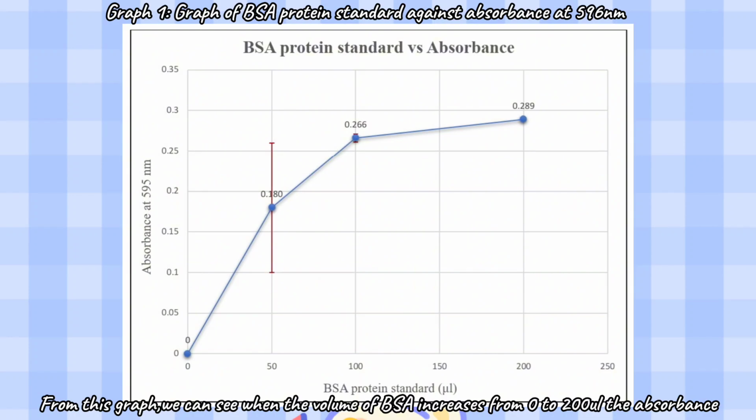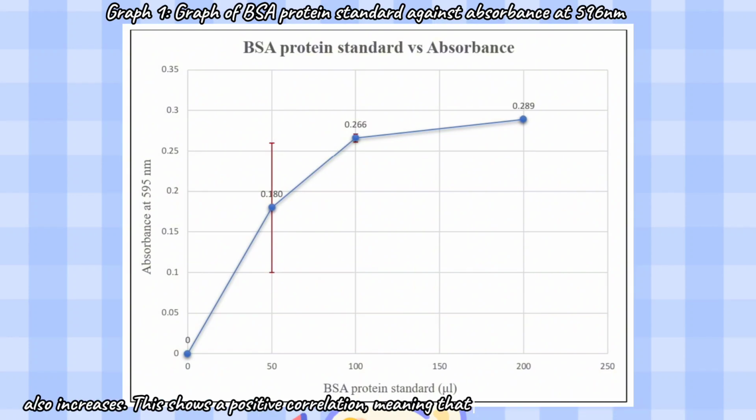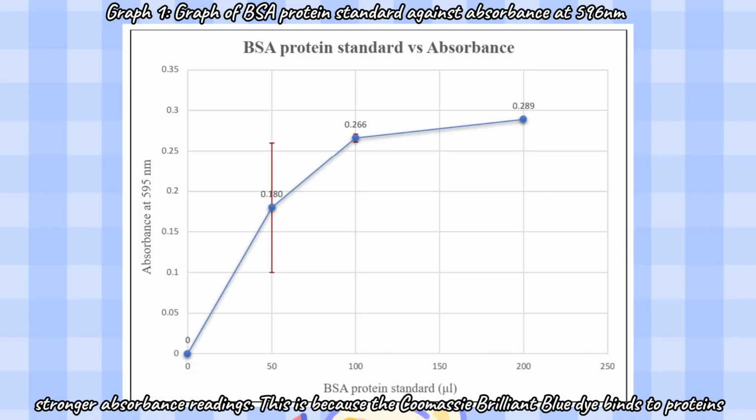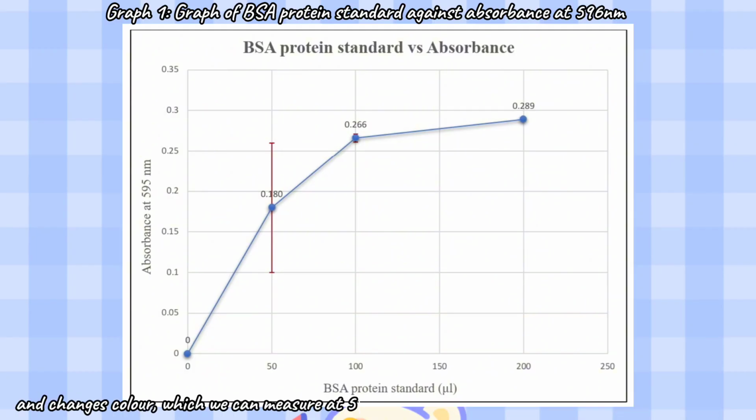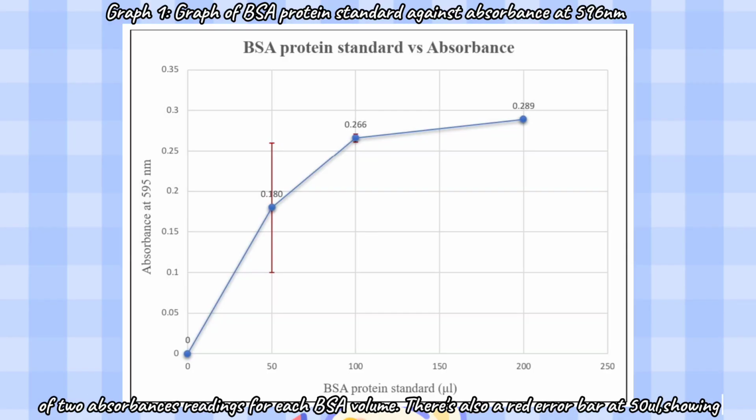From this graph, we can see that when the volume of BSA increases from 0 to 200 microliter, the absorbance also increases. This shows a positive correlation, meaning that higher protein concentration leads to stronger absorbance readings. This is because the Coomassie brilliant blue dye binds to protein and changes color, which we can measure at 595 nanometer. Each point on the graph represents the average of two absorbance readings for each BSA volume.